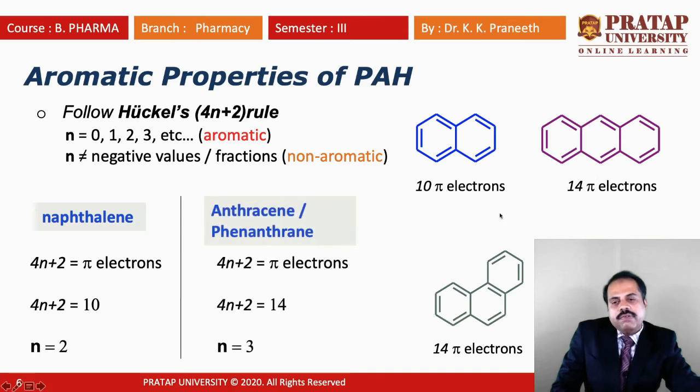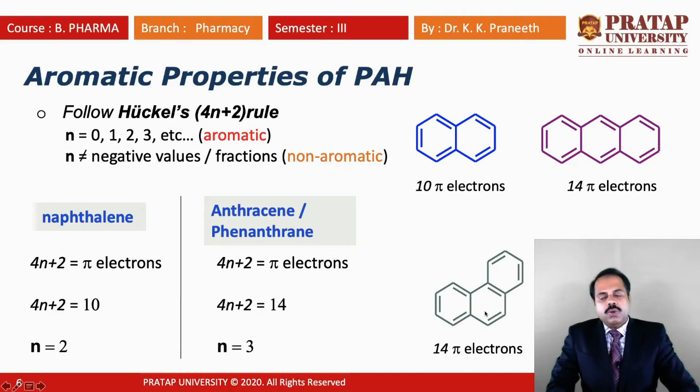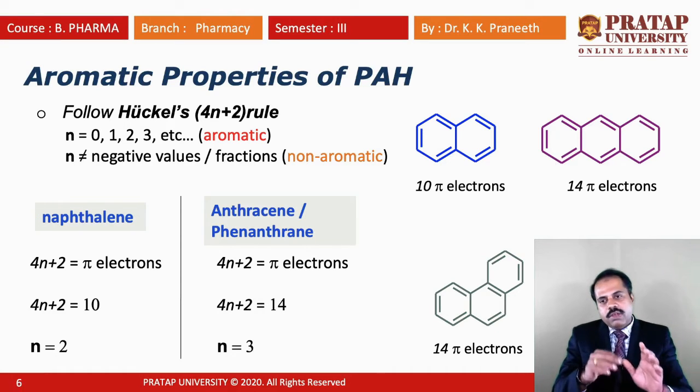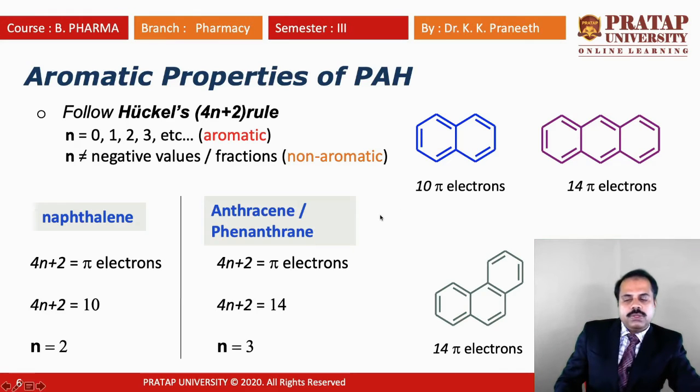What about anthracene and phenanthrene? Same thing. Anthracene and phenanthrene contain 14 pi electrons. So 4n plus 2 is equal to 14 pi electrons. We can easily calculate the n value: 14 minus 2 is 12, 12 divided by 4 is 3. So n is 3, and again n is a positive integer: 0, 1, 2, 3, etc. So this also satisfies Huckel's rule, and it satisfies all the 4 rules to be an aromatic compound. So these are all aromatic compounds. We can verify easily by these 4 rules, and importantly using Huckel's formula.